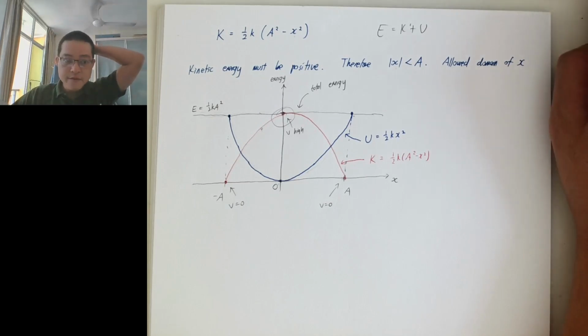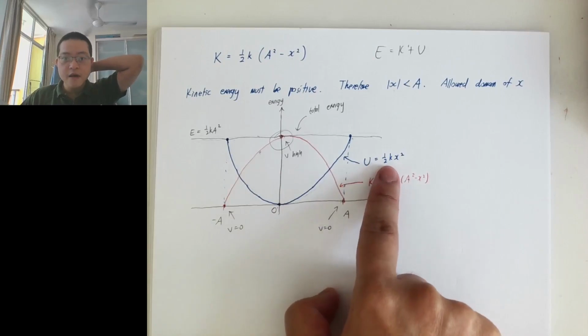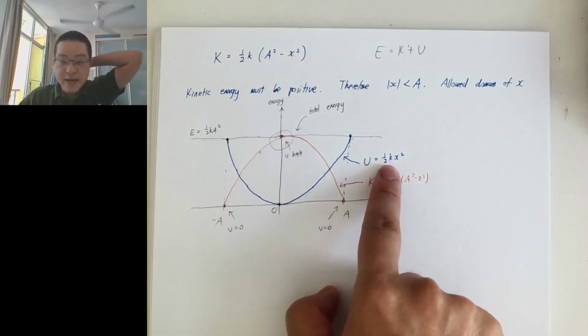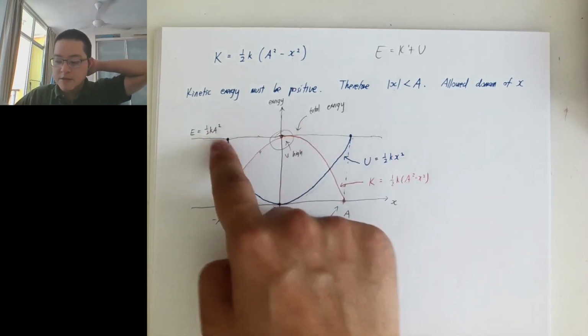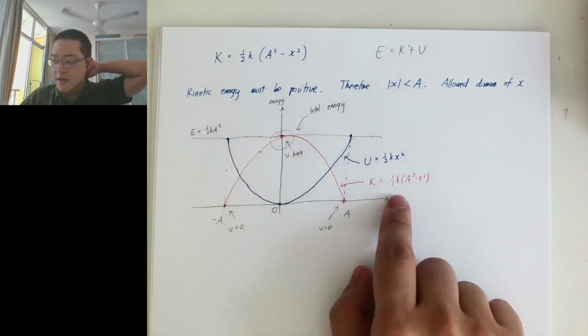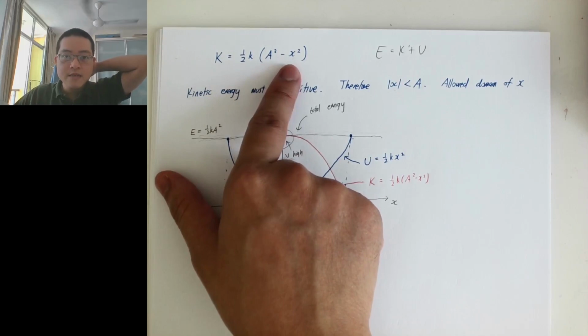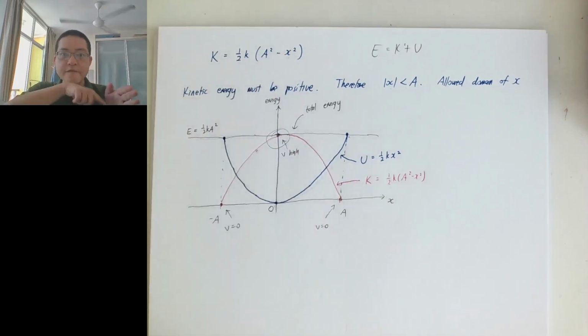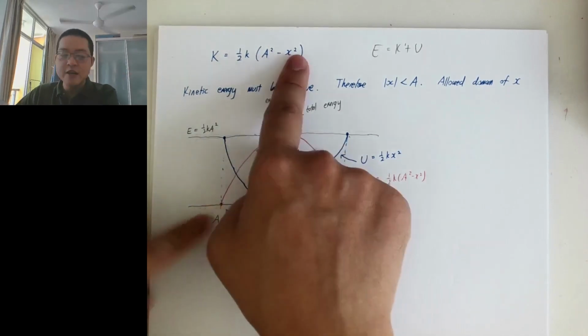How to get the graph? The graph is just plotting the math. Half kx squared is the potential energy, so I'm just plotting a quadratic graph. Then the kinetic energy I have calculated to be half k times a squared minus x squared. It's a quadratic graph where the leading coefficient is negative, so it's upside down. Then we figure out the points by substitution.